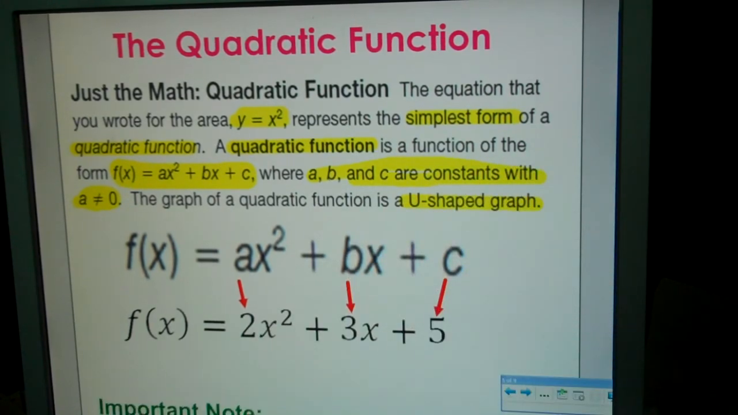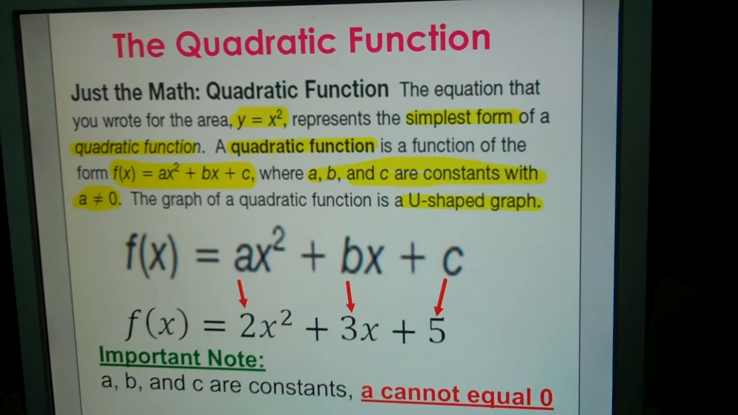All right, this was the other part that's important. Can you see that? Yes, you can. I can see it. Important note: A, B, and C are constants, just numbers. And A cannot equal 0. So A can never equal 0. Please make sure you have that part. That's important.